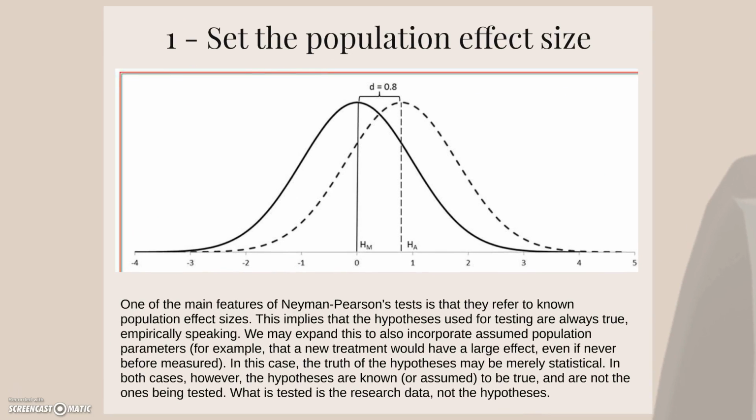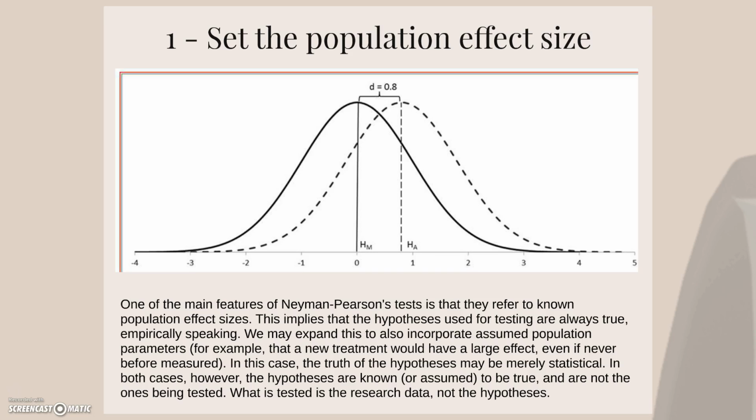Now, the first step is to set up the population effect size. This is one of the main features of Neyman-Pearson's test, that they refer to known population effect sizes. This implies that the hypotheses used for testing are always true, empirically speaking at least.